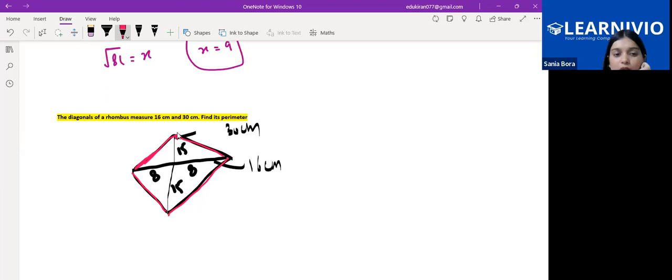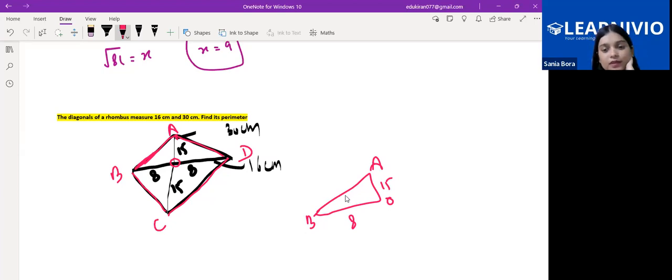In this scenario, for example, you take A, B, C, and D, and O. If you take triangle A, B, and O, here you have 15 and 8. You don't have this side. Can you find it with the help of a right angle triangle, the Pythagoras theorem? Yes, so you will find this. Similarly, once you get this one, it will be the same for the others, right?